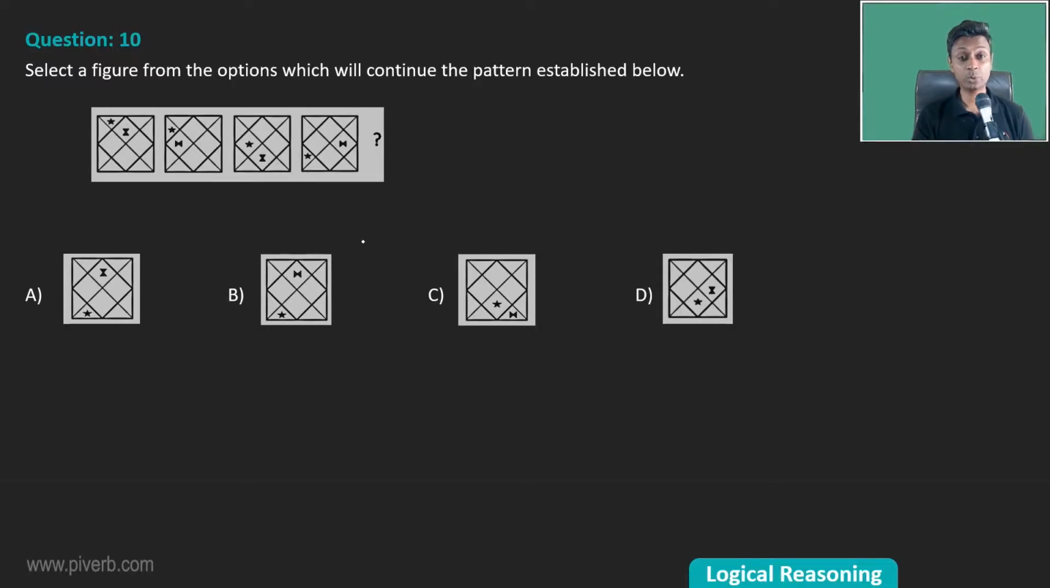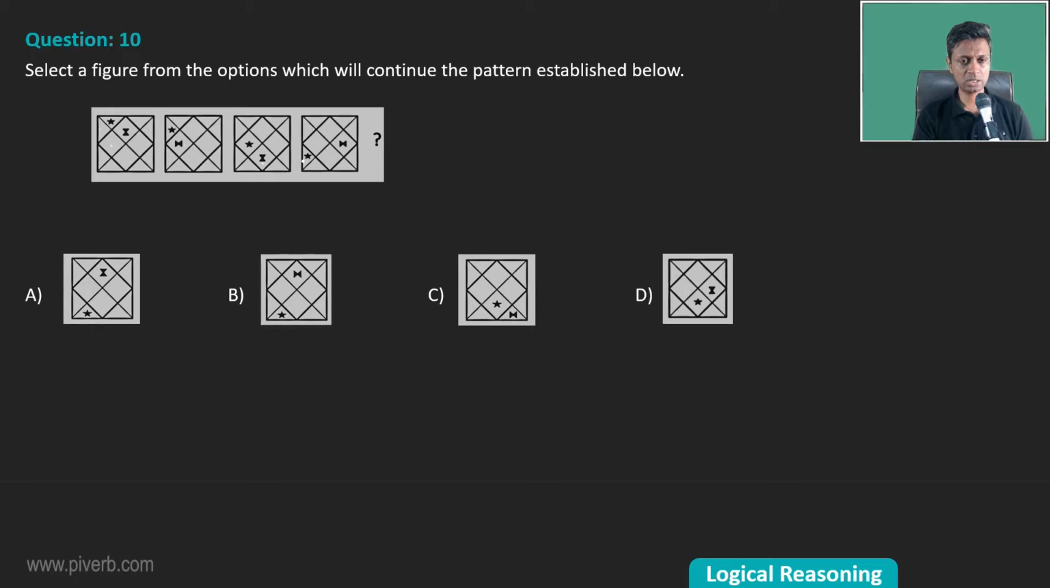Select a figure from the options which will continue the pattern established below. We want to continue the pattern. Wonderful. We have a star and this drum type, the stop clock type structure. The star moves to the left, and the stop clock moves one position to the left. Star comes inside, stop clock comes inside.